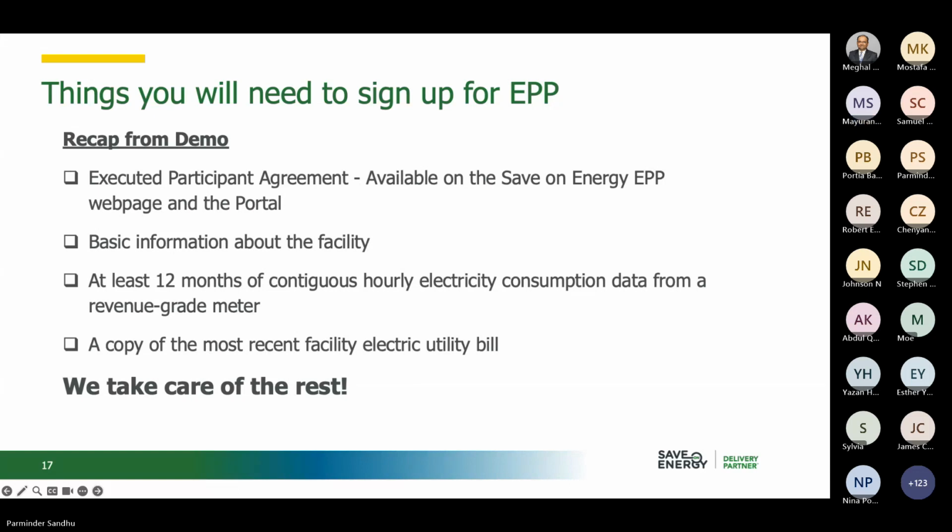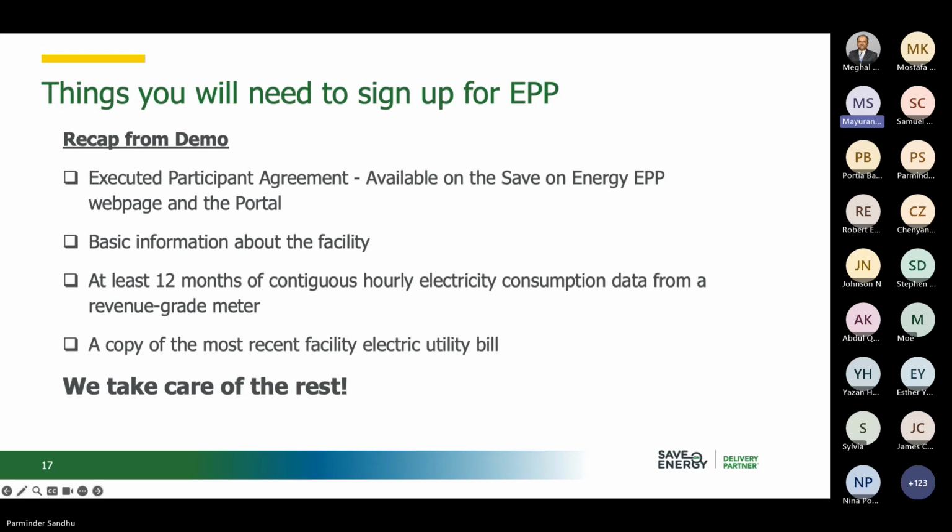So please note that to access the portal, you can access it via the Save on Energy EPP webpage or directly through www.energyperformanceprogram.ca. Please note that to sign up for EPP on the portal, you will need the following four things. An executed participant agreement. Please note that the PA execution should be done by an individual that is able to bind the company, and all facilities enrolled in the program will fall under this executed participant agreement.